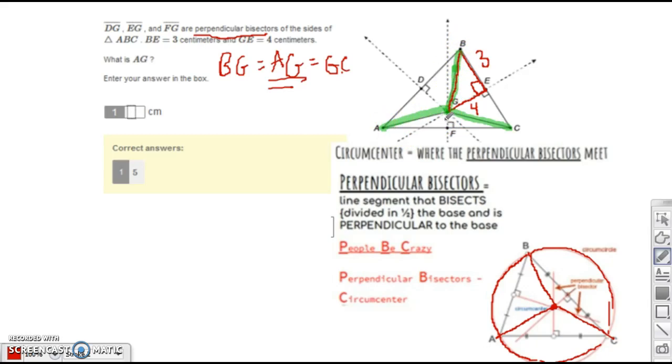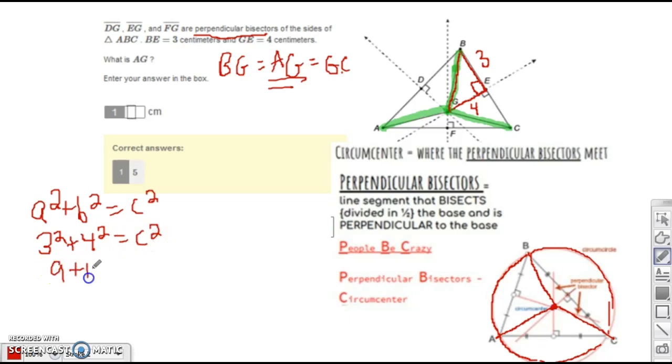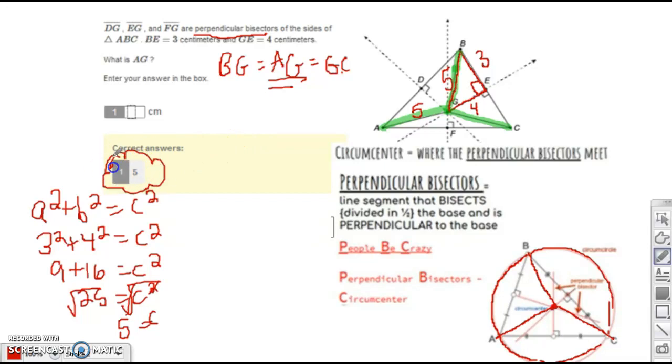Okay, so in a right triangle, you can use the Pythagorean theorem. A squared plus B squared equals C squared. So 3 squared plus 4 squared equals C squared. 9 plus 16 equals C squared, then add those together. And then finally, to get rid of a square, you would take the square root, because squares and square roots are opposites. So we did all that to find the length of BG. BG is 5, but that means AG is also 5, again, because those are radii of the circumscribed circle. So our answer here is 5.